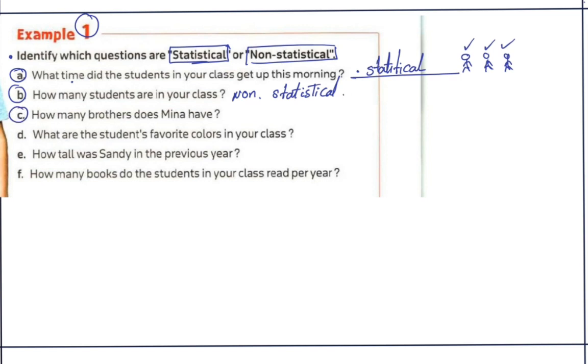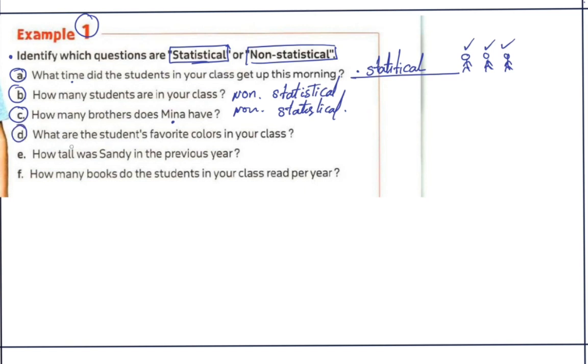C: how many brothers does Mina have? Mina has one brother or two or three. It's constant data. If you ask Mina about his brothers, he will respond maybe 2 or 3 or 4 and so on. So it's a non-statistical question, just a number.